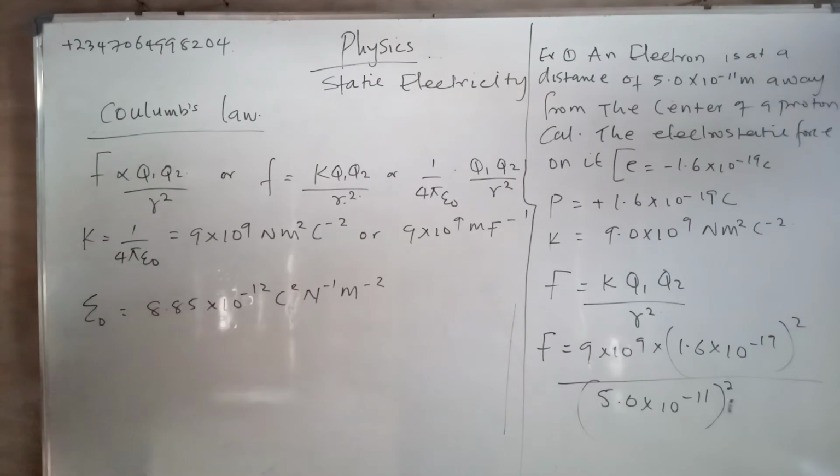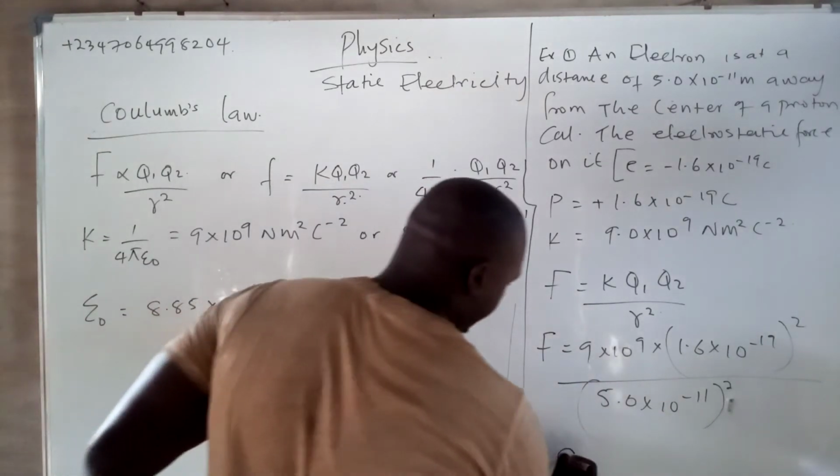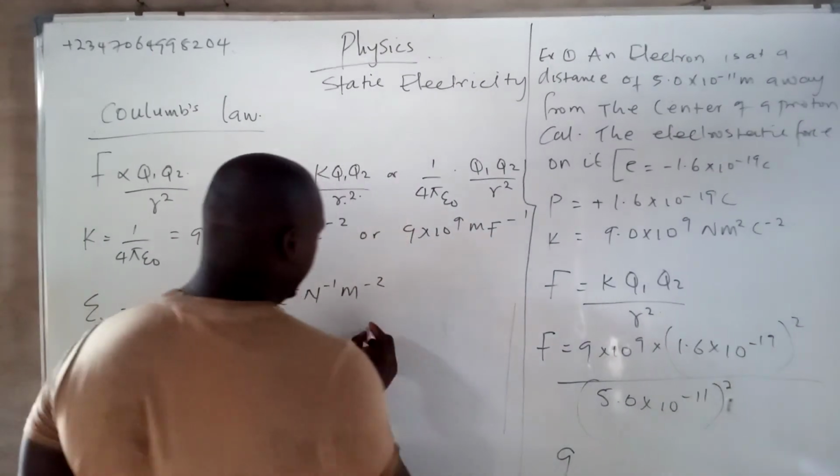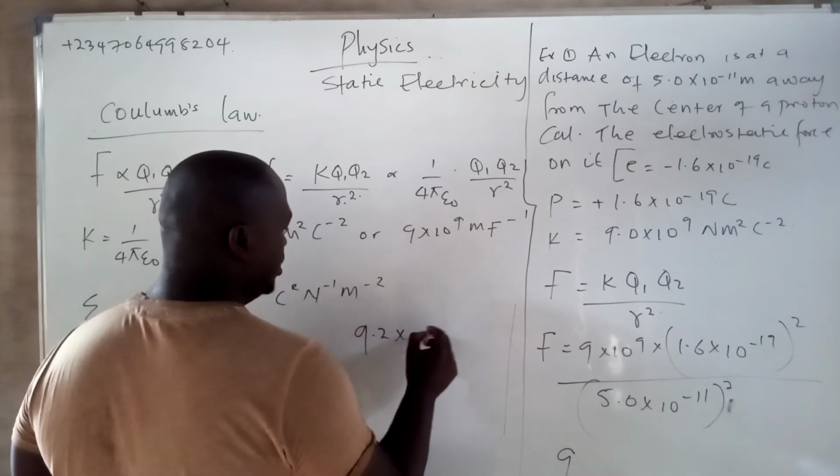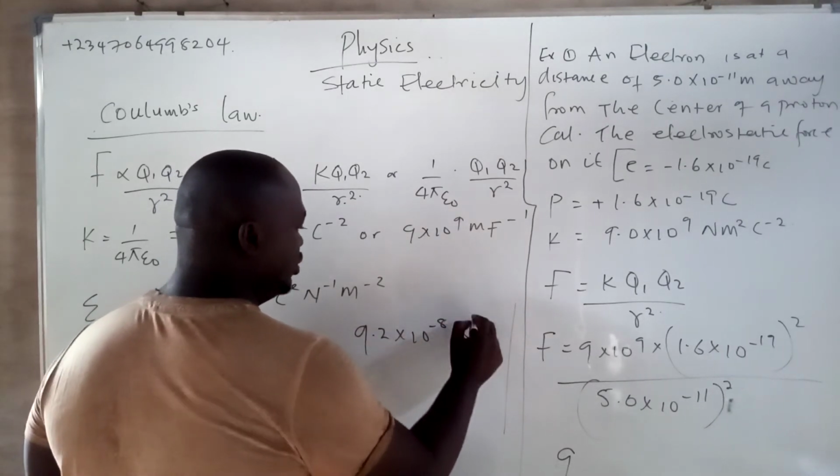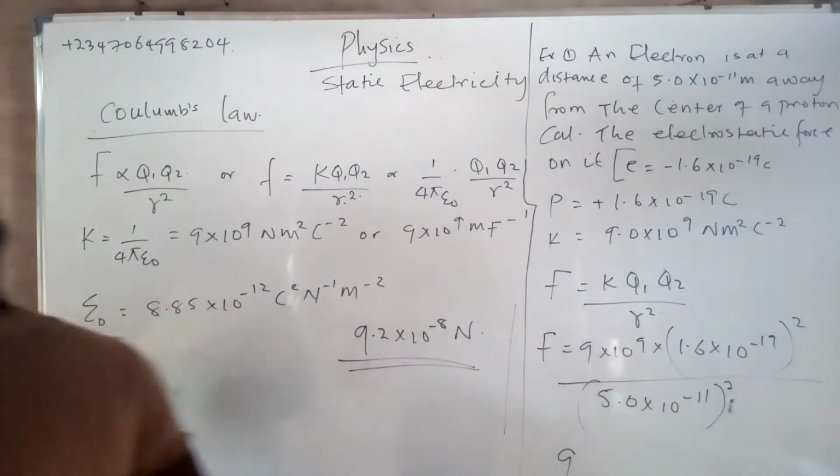So all you need to do right now, you simply punch your calculator and you simply get your answer 9.2 times 10 to the power of minus 8. So you have an answer of 9.2 times 10 to the power of minus 8 newtons. That is it for that video.